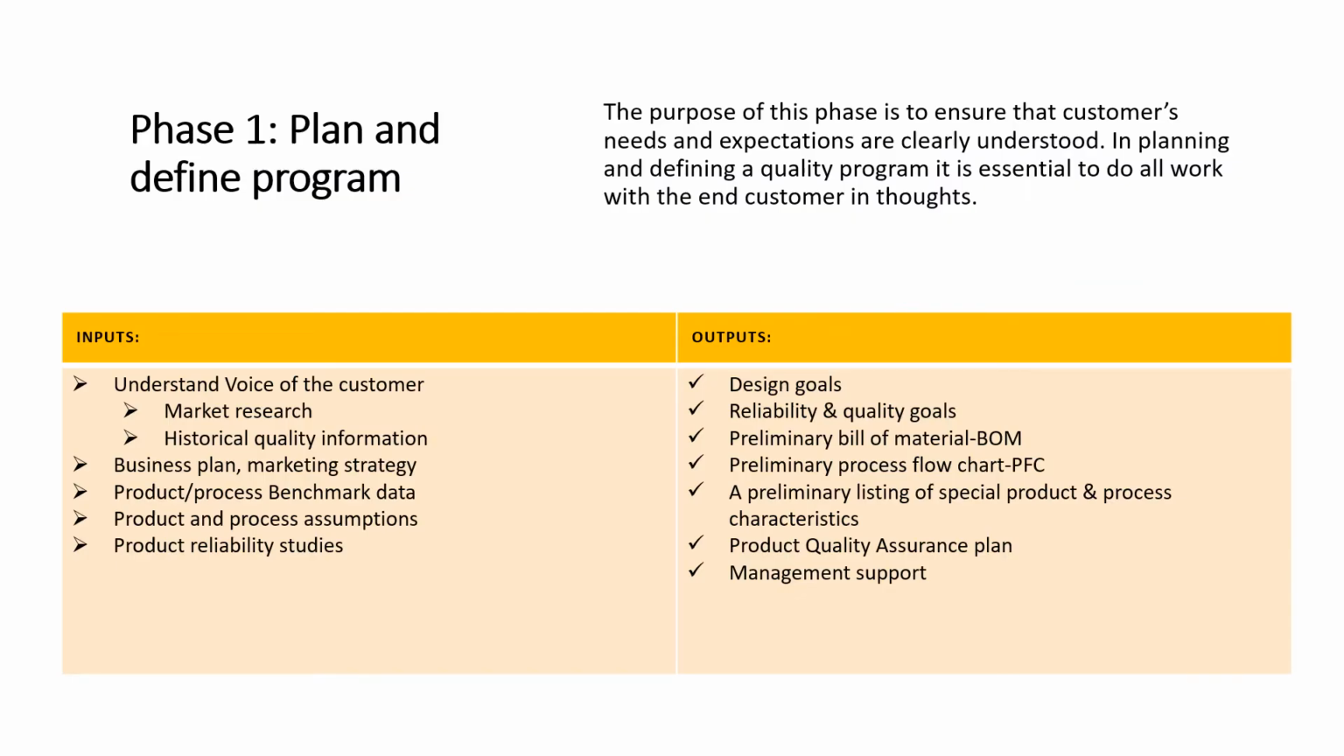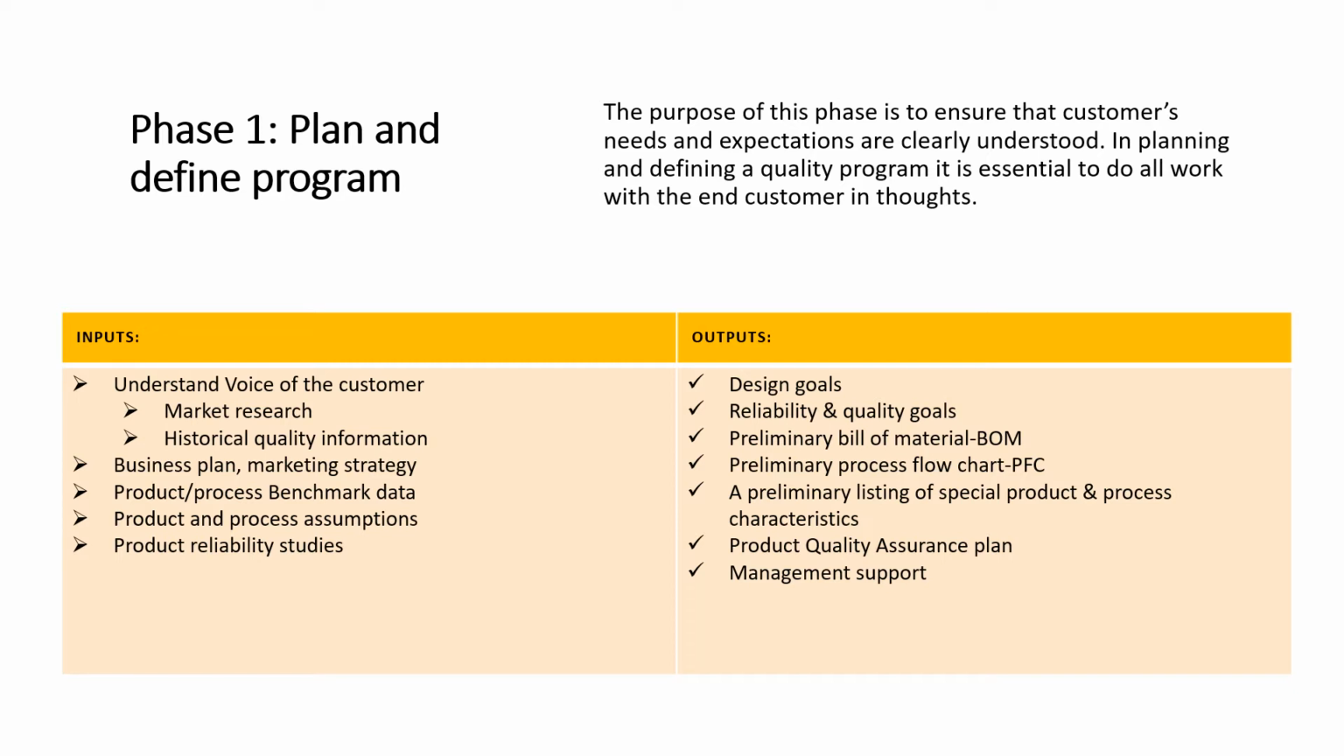So what about phase 1, that is plan and define program? The purpose of this phase is to ensure customer needs and expectations are clearly understood. In planning and defining the quality program, it is essential to do all work with the end customer in mind. So what is the customer actually expecting, and we need to consider all these ideas. You need to think in the shoes of the customer.